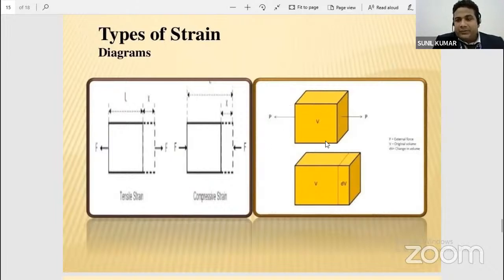If you consider one cube A, B, C, D, of any volume, and we apply some forces, there are also some changes. So V changes to dV, so dV upon V. Here also the strain is explained as the change in volume divided by the original volume. So this shows the result of the strain conditions.